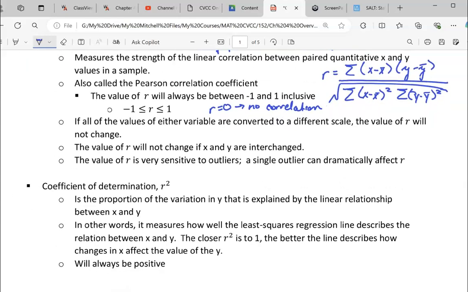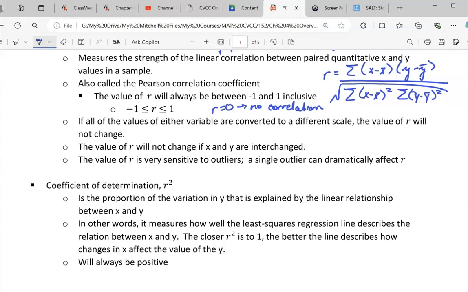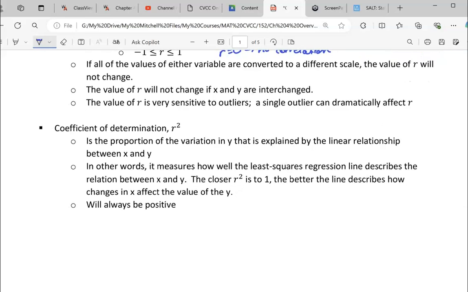Okay, what's really interesting about R is that if I were to flip-flop the X's and the Y's, the R value is going to stay the same. But R is very sensitive to outliers, and in fact, one outlier can drastically change what that R value is. Now, we can also find something called the coefficient of determination, and that is literally the correlation coefficient squared.